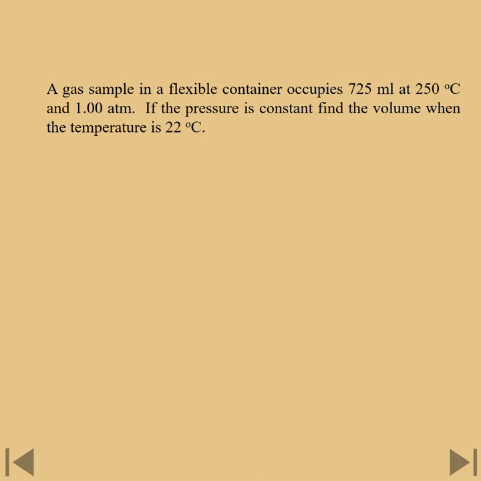Okay, next, a gas sample in a flexible container occupies 725 milliliters at 250 degrees C and 1 atmosphere. If the pressure is constant, find the volume when the temperature is 22 degrees C. Well, we're still going to start with our combined gas law, because we only need one equation. We don't need all four. We just need this one. P2 times V2 over T2 equals P1 times V1 over T1. And is anybody held constant? Yes, the pressure is constant, so we can just remove them from the equation, giving us V2 over T2 is equal to V1 over T1. Essentially, that's Charles' law.